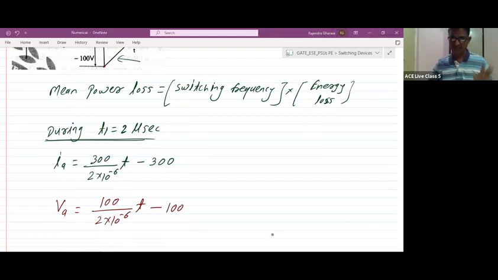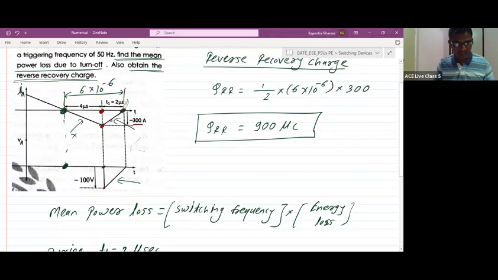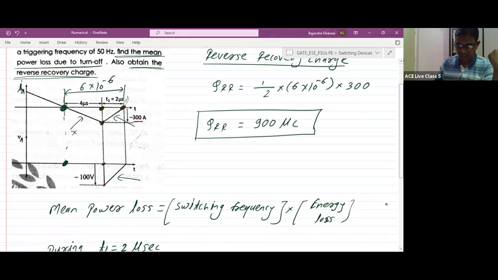Okay, once again I will explain. Here we have the curve, which is linear. It is increasing, so the slope is positive. What is the expression? y equals mx plus c, and that c is nothing but your initial value. Here the initial value is minus 300, so that's why I have written minus 300.